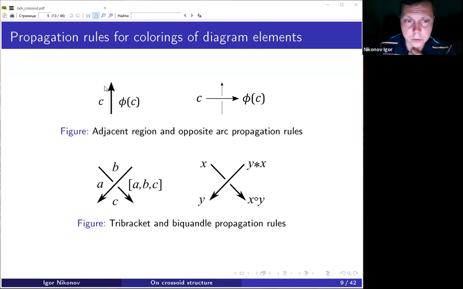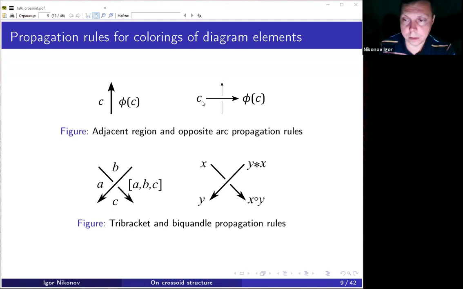For example, if we color regions of a diagram, then we may assume that the colors of neighbor regions are connected by some function. So if we have an arc and a region on the left and a region on the right, the color of the region on the right is expressed by a function applied to the color of the left region. This rule allows us to color all regions of a diagram when we know the color of one region. And if you look at which colors one may get from this rule, it appears that all these colors come from the Alexander numbering of regions. So this rule will give the Alexander number.